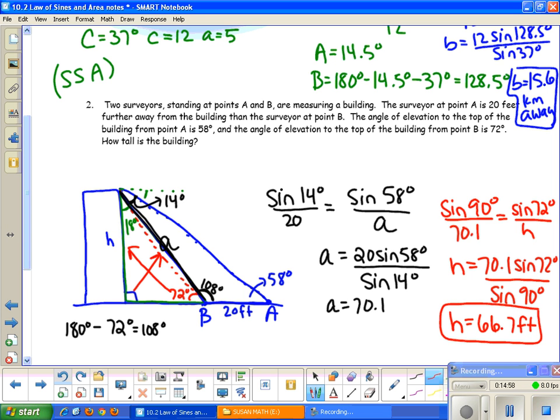So that's one way you could have solved this triangle. Of course, like I said before, there are other ways. And so what we're going to do in class is some practice of the area formulas, and also a bunch of application problems.